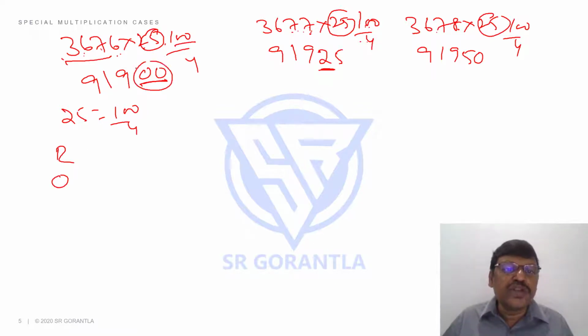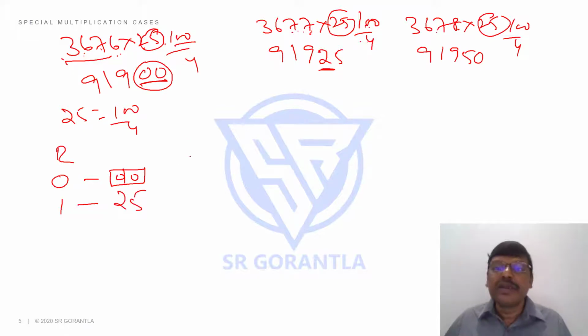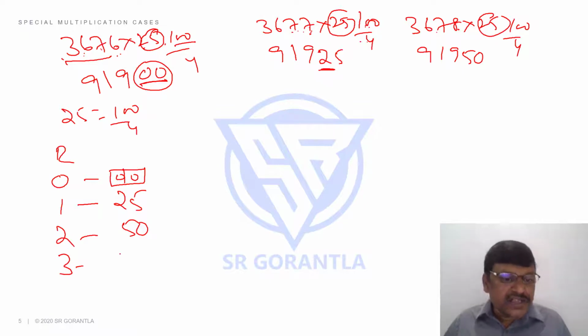Let your last two digits be 0, 0. If the remainder is 1, let your last two digits be 2, 5. If the remainder is 2, let your last two digits be 50, since 2 by 4 is 0.5. If the remainder is 3, let your last digits be 75. 3 by 4 is 0.75, into 100 will become 75, students.